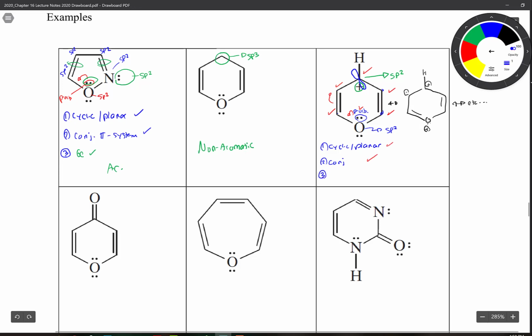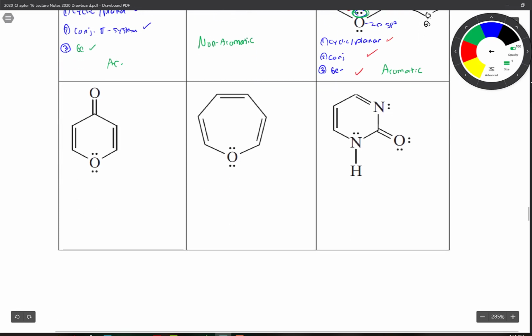How about the number of electrons? Well, you've got 2, right? 4, 6, and then none right there, but that's 6. So 6 electrons. That is an aromatic number. This compound is therefore aromatic. All right, let's look at the next 3 down here below.